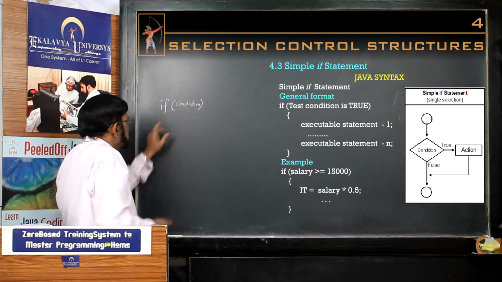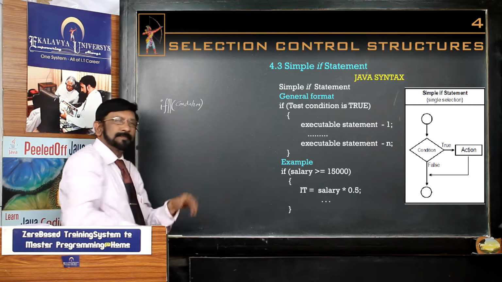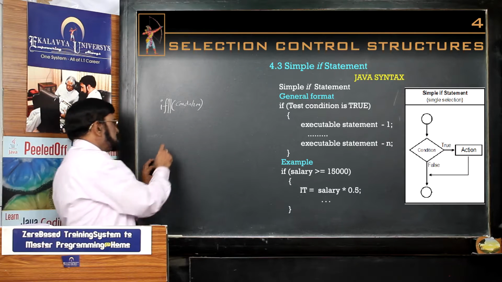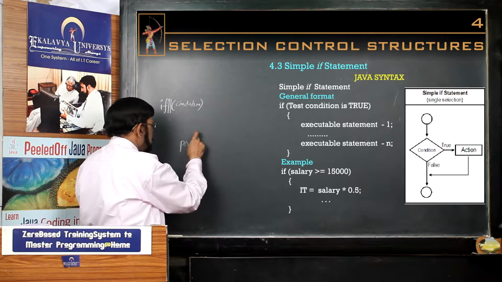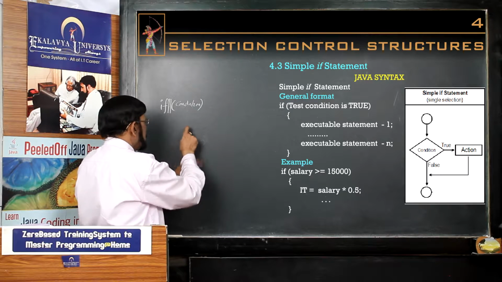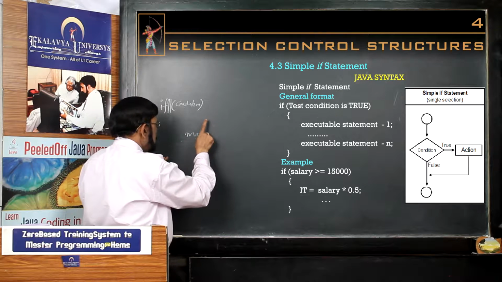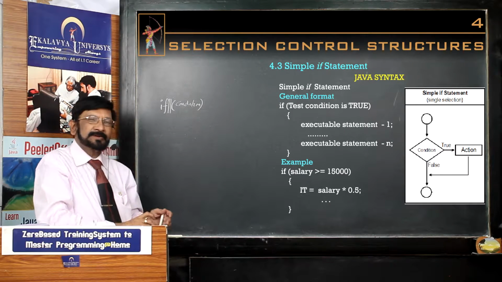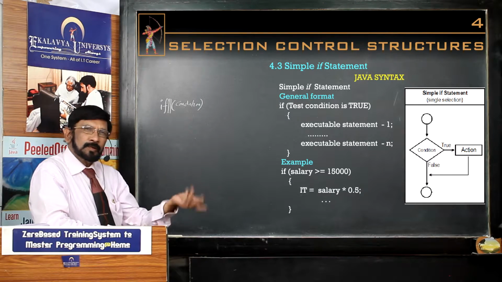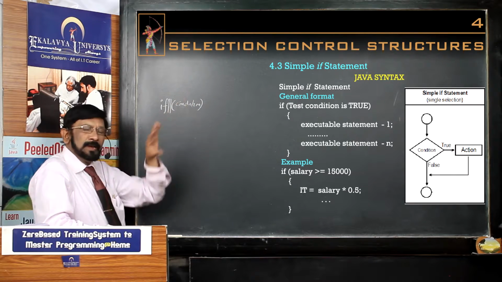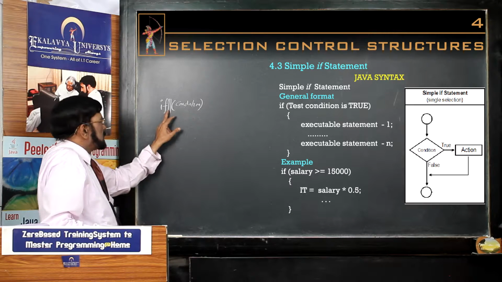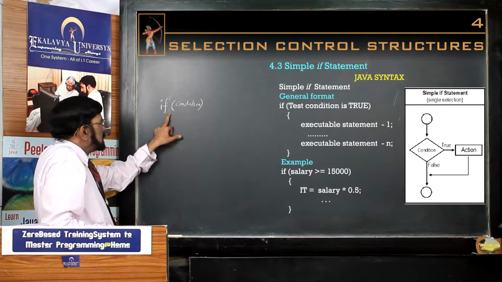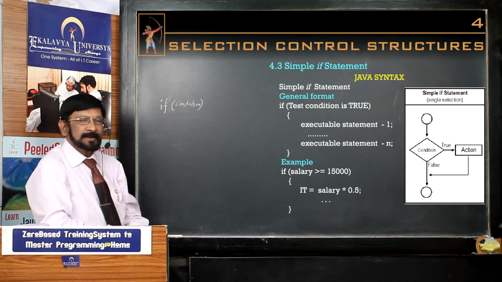And one convention you should always remember: here I leave a space. It's a convention, not a rule. Whenever you are writing the names of methods like pow or main, you write them immediately, without leaving space. But selection control and loop control statements look like functions or methods, but they are not methods. That point you have to understand. So for them, you leave a space and then write the condition.